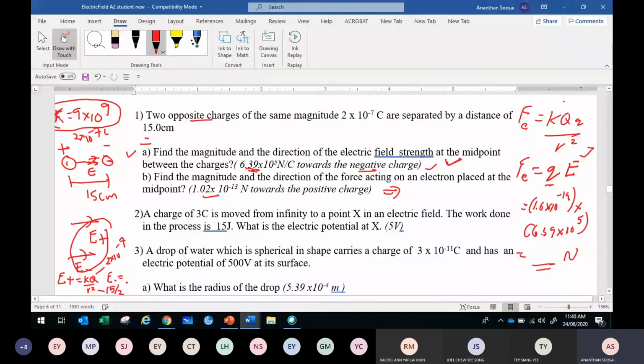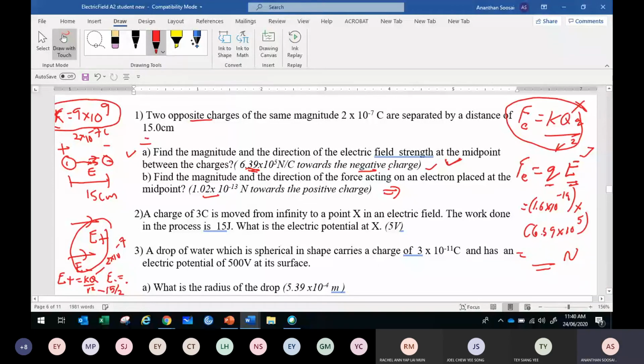I think in this case we don't need to go for this formula, because we already know the electric field strength. So electric field strength times the test charge gives you the force. That's the whole idea: electric field strength times the charge is the force experienced by that particle.